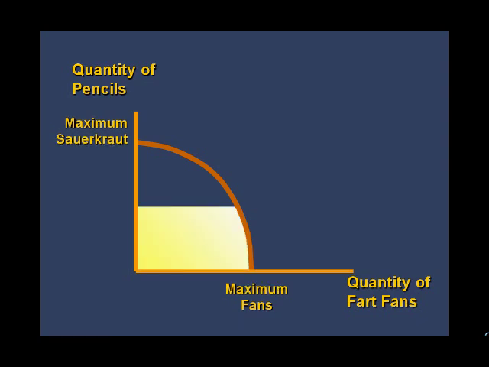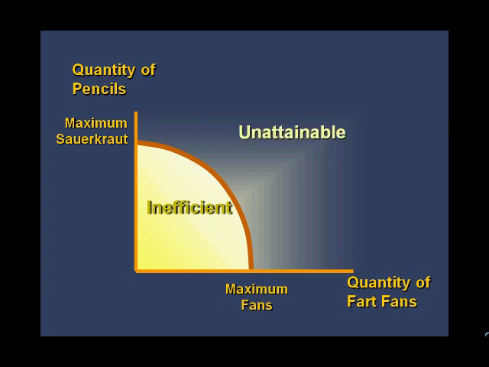Our choices can be divided into 3 categories. Combinations below the curve are possible, but they would be inefficient options. Producing below the curve would mean we are not maximizing our production. We have enough resources to produce more. Since we face limited resources and technology is fixed in the short term, certain combinations are beyond our reach. They are unattainable. Only those combinations that lie on the curve are both attainable and represent efficient use of resources.